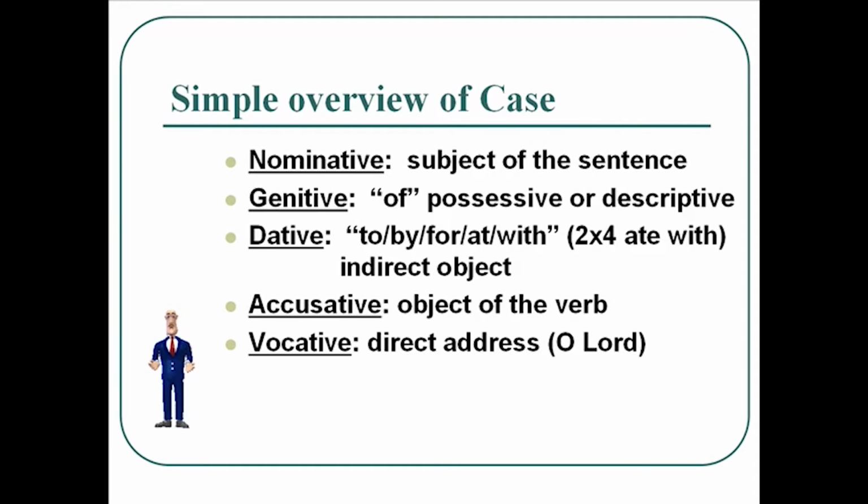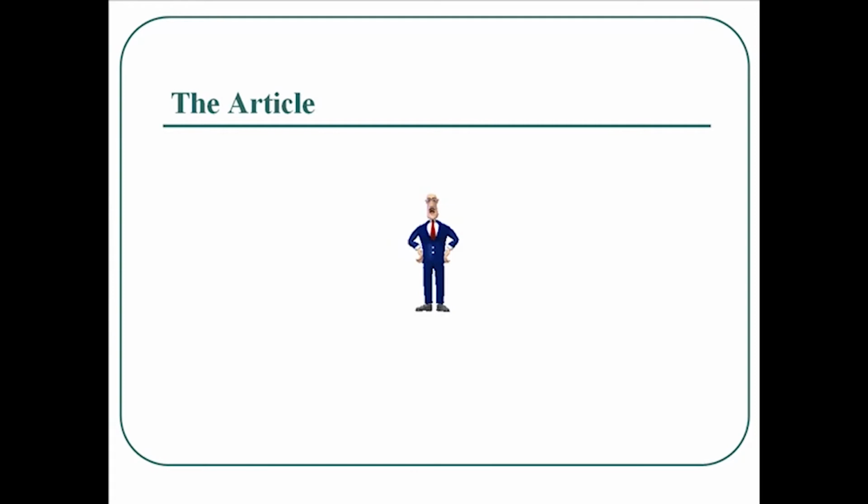Those are the five cases. We'll have to understand how they work in the sentences, and then we'll be learning next their morphological forms, the forms that are added to make the various nominative, genitive, dative, accusative forms. Before we jump into the morphology, or the forms of the various cases, we need first to look at the article.